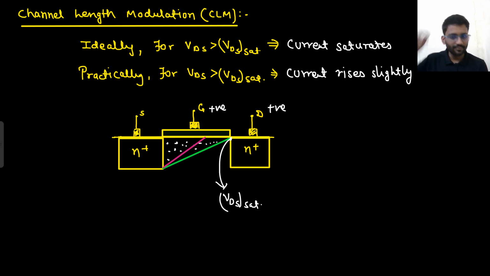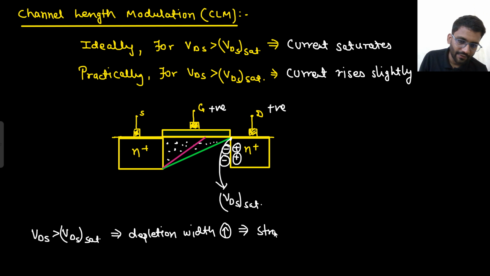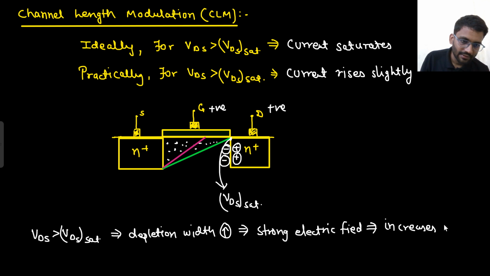So this I can write, and here I will show as well, that this depletion width is getting increased. When VDS is greater than VD sat, depletion width is getting increased. If it is getting increased, then there will be strong electric field, and this strong electric field increases the current slightly.